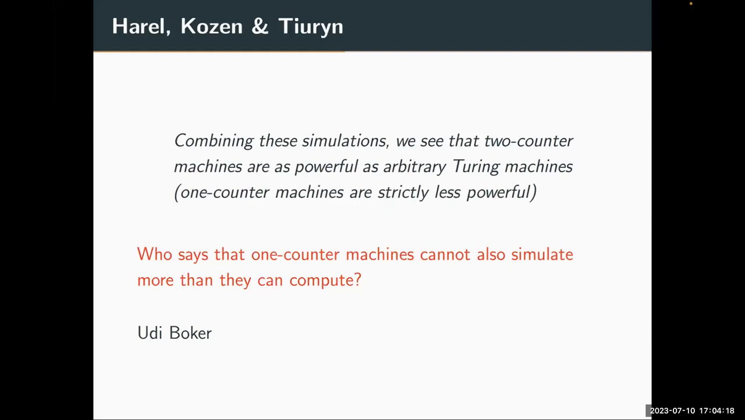So here's a book by David Harel and others. "Combining these simulations, we see the two counter machines are as powerful as arbitrary Turing machines." Okay. "And one counter machines are strictly less powerful." Okay, so two counter machines can simulate more counters, and they show that. But who said that one counter machines can't simulate? Maybe there's some brilliant representation under which one counter machines can simulate three counter machines. Okay. So, you can show it, but no one does.